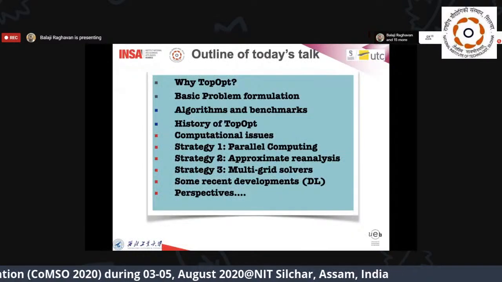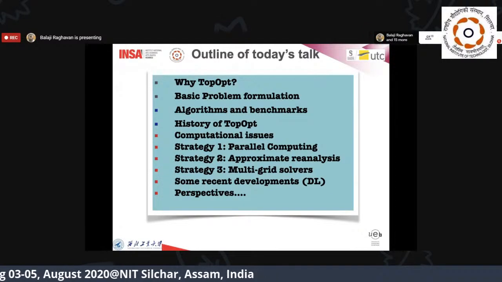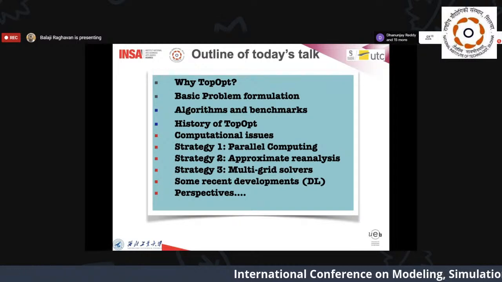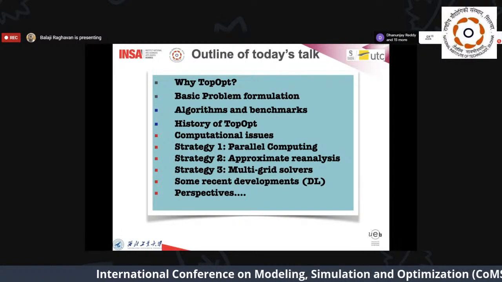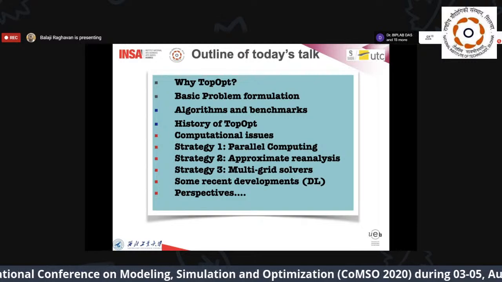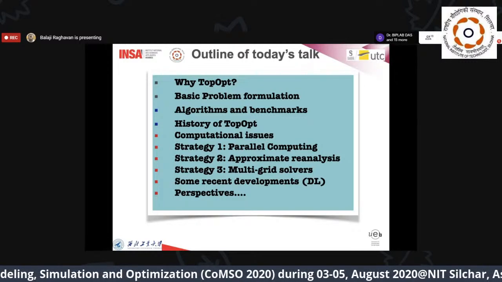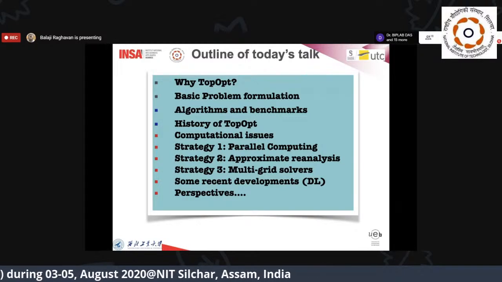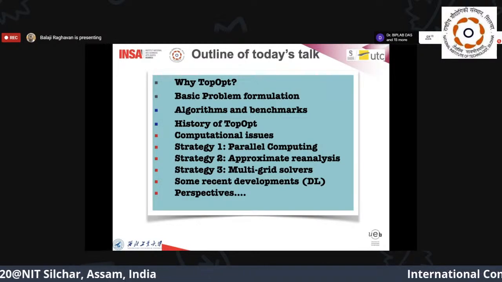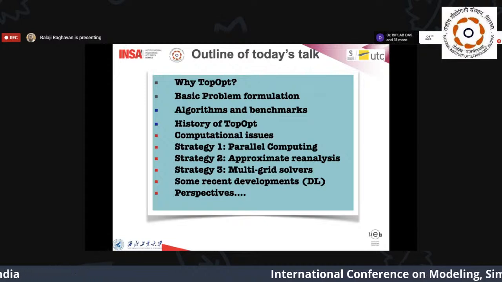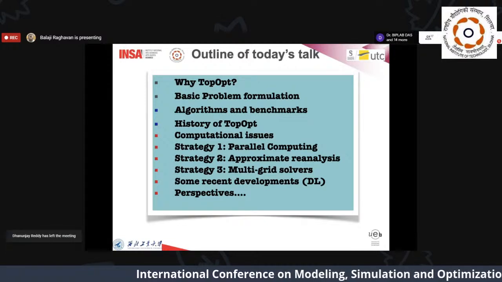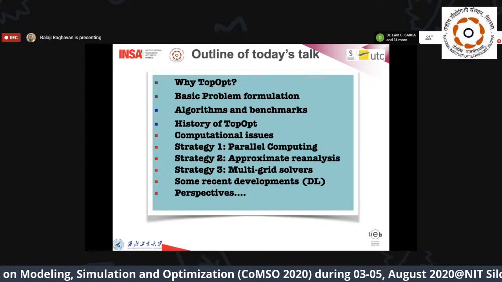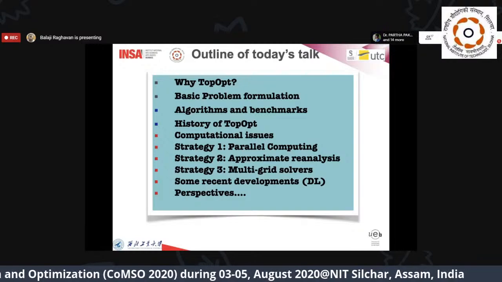So anyway, the outline of today's talk. Now, I'm well aware that 95% of the presenters are not involved with, or probably aren't really interested in, TOPOP. So I'm going to first focus on why TOPOP. What is it? Why should we care? The basic problem formulation. We're not going to go into details because I'm first going to try to interest most of the viewers in TOPOP, and directly we're going to move into the history and then see, okay, now what are the problems, all right?